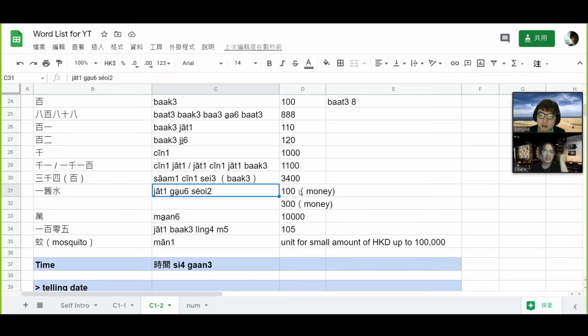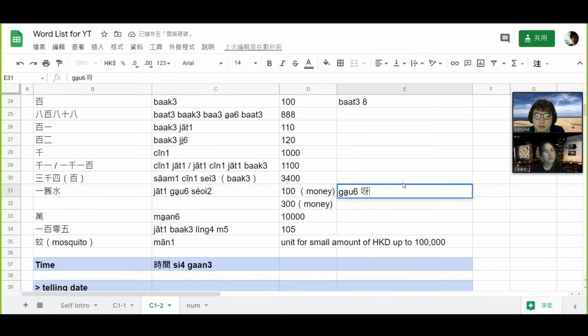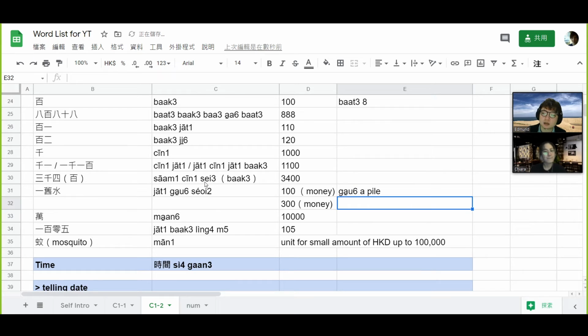And for 100 Hong Kong dollars, we say 一嚿水. Yat is just a number, and then gao is a classifier. It's a classifier for a pile of something, or a piece of something. So like a piece, a pile of water, something like that. 一嚿水 is 100 Hong Kong dollars. So can you try to say this one using the same logic?